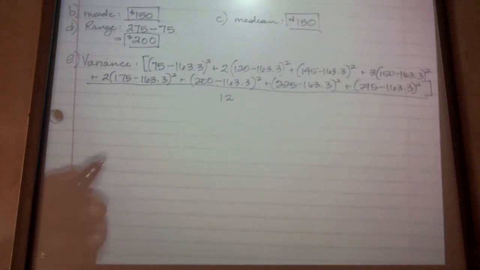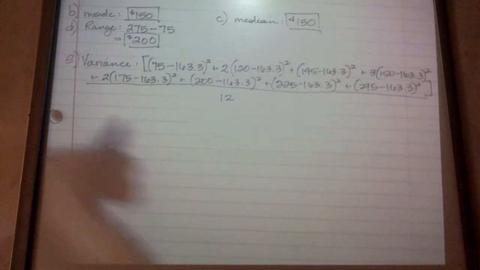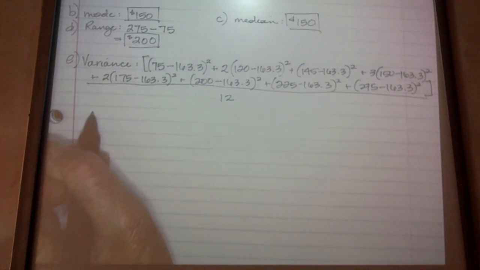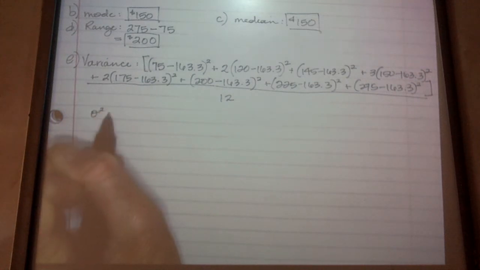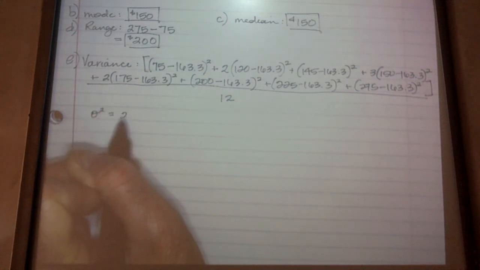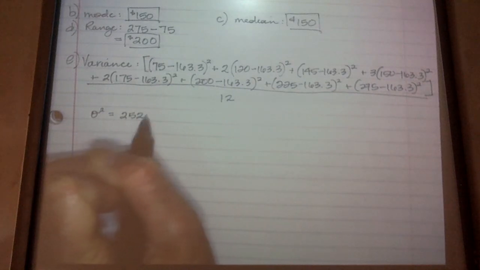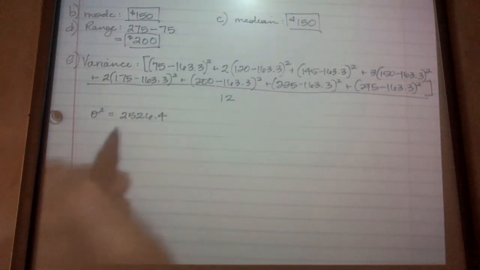Okay, and when I did all of this, I ended up with a variance. So there's my symbol for variance, sigma squared, is 2,526.4.